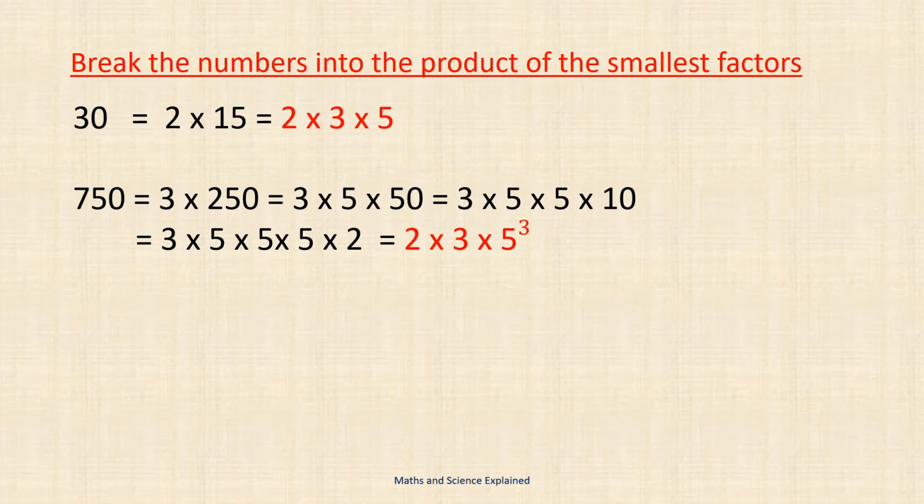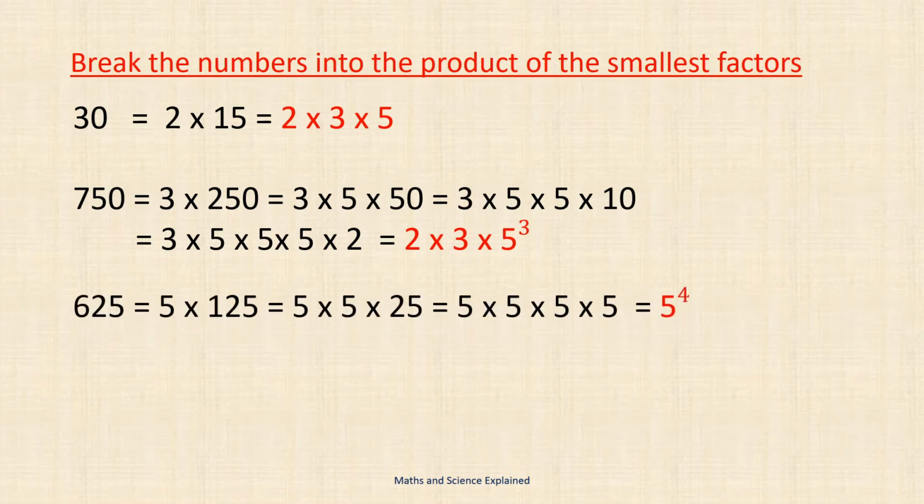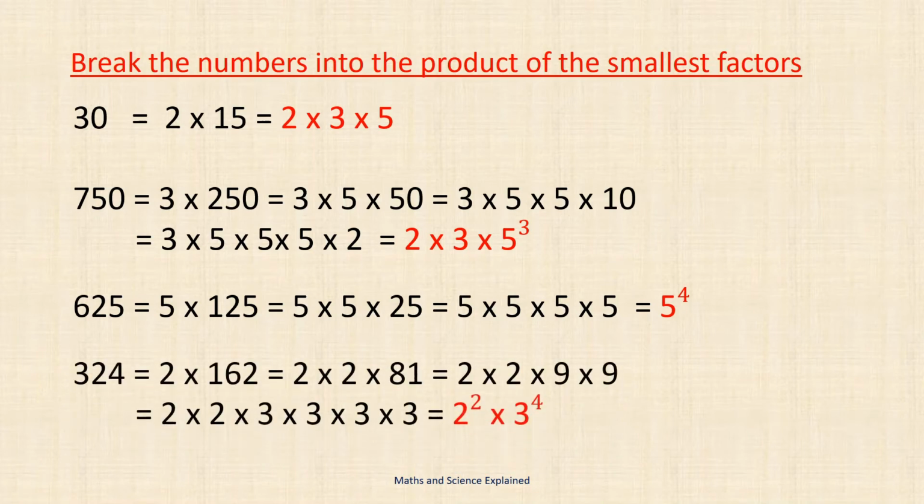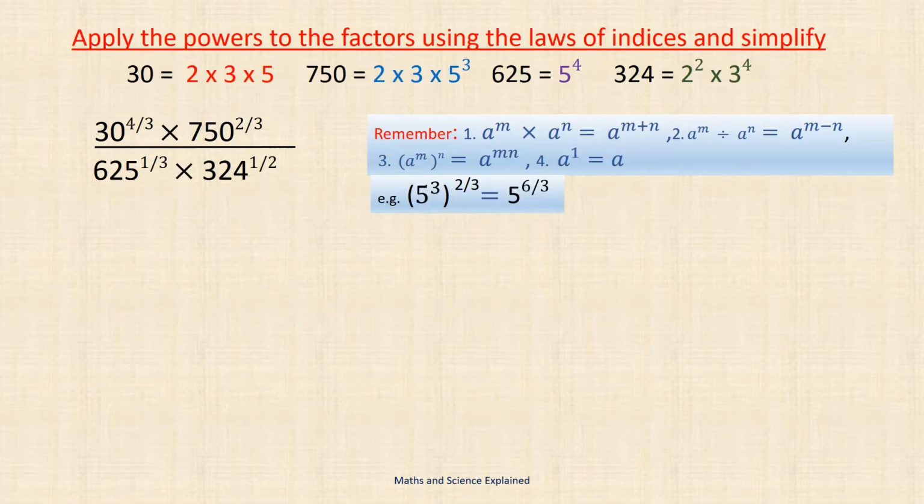For the other numbers, 625 reduces to 5 to the power 4, and 324 reduces to 2 squared times 3 to the power 4. Thus we have our factors. Let's now move on to applying the powers to these bases. Remember to remind yourself of the law of indices if you're not familiar.